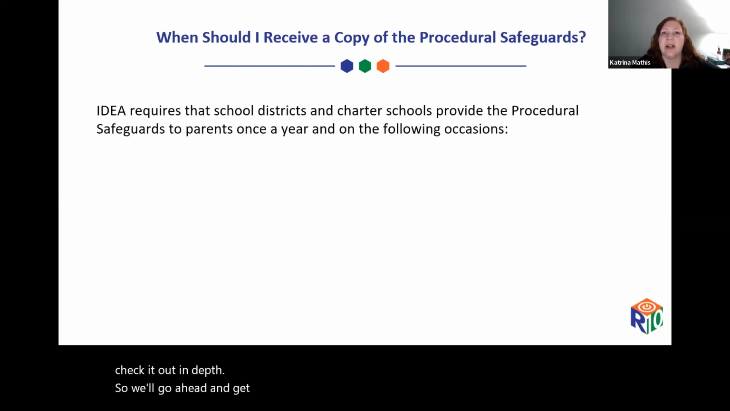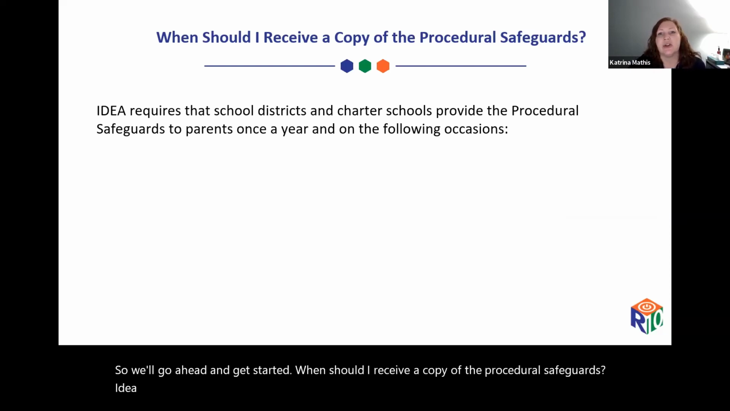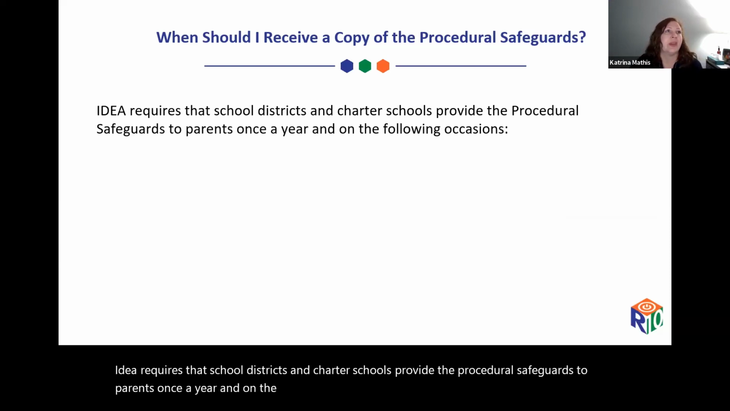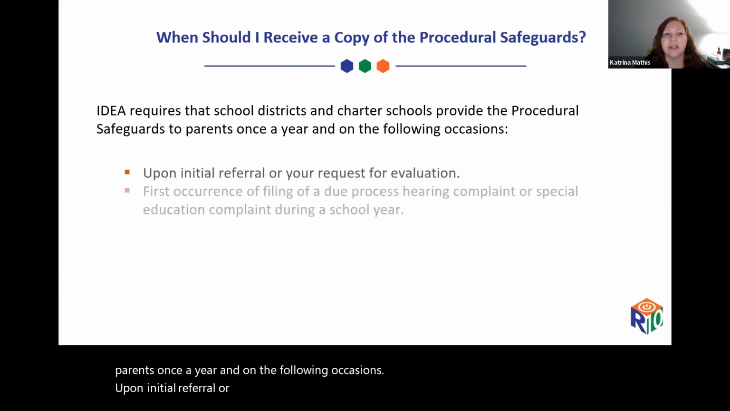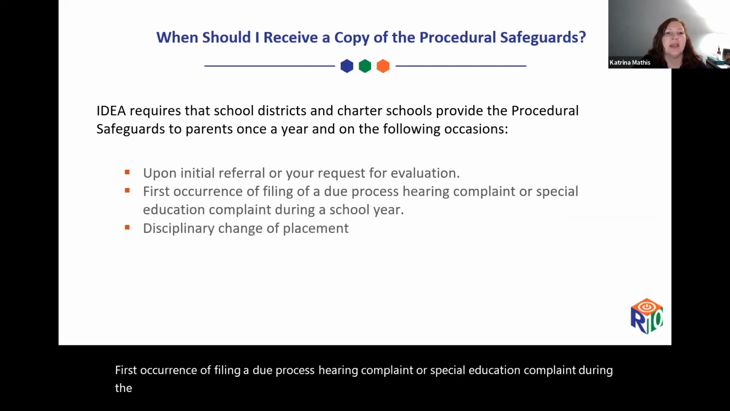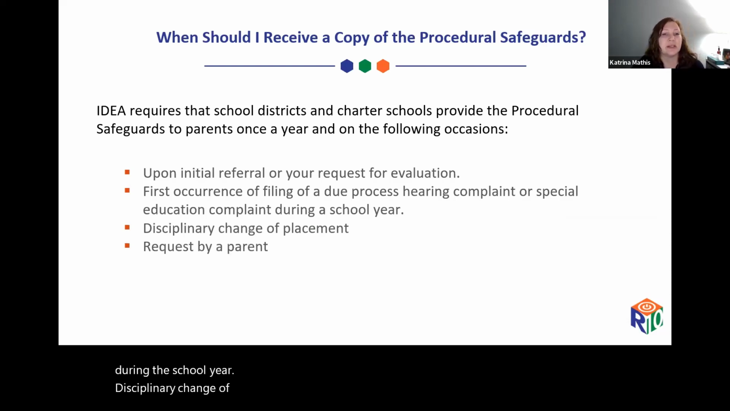When should I receive a copy of the procedural safeguards? IDEA requires that school districts and charter schools provide the procedural safeguards to parents once a year and on the following occasions: upon initial referral or your request for evaluation, the first occurrence of filing a due process hearing complaint or special education complaint during the school year, disciplinary change of placement, or request by a parent.